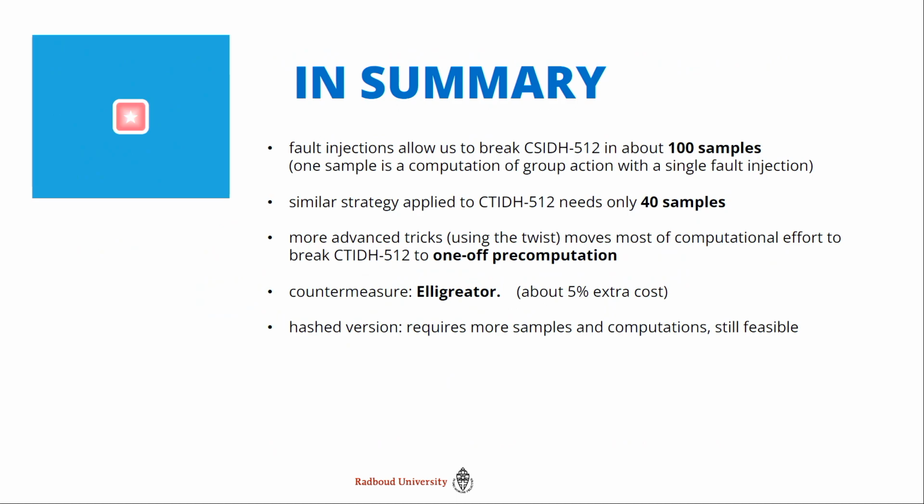Now, in summary, this means that fault injections will allow us to break CSIDH-512, and we really only need 100 samples or so for there. And here a sample is one of such a computation of this group action with a single fault injection into a certain point. Now you might wonder about CSURF-512, as it's a much faster primitive that's a slight variant of CSIDH.